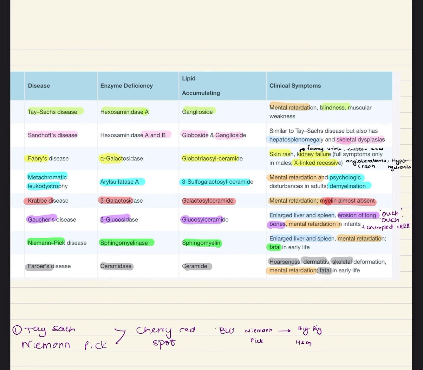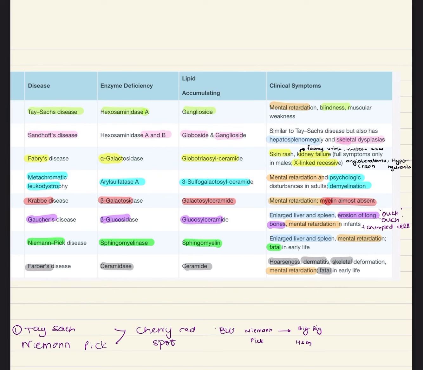Similarly, in Fabry's you have GTC, which is globo-triaosyl ceramide. GTC is Fabry's, and that is the only one which is X-linked. Sandhoff and Tay-Sachs are similar. You have hexosaminidase A missing. Sandhoff has B also. Ganglioside is accumulating in Tay-Sachs, and in Sandhoff it is ganglioside plus globoside. That is all. What is the clincher? Tay-Sachs will have a cherry red spot and blindness. They will not have organomegaly. Sandhoff will be the same as Tay-Sachs along with hepatosplenomegaly and skeletal dysplasia.